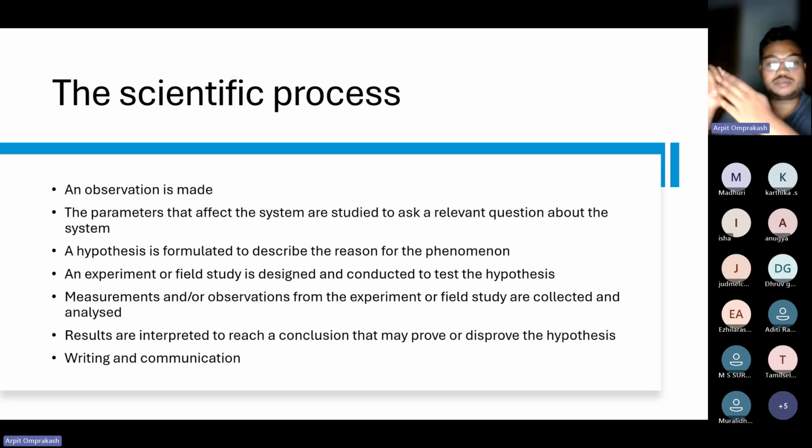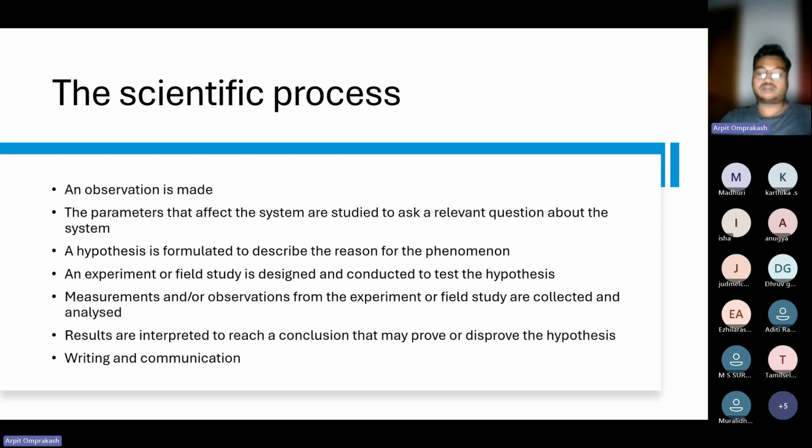Then the fourth thing is basically an experiment or a field study designed to test the hypothesis. And then you have measurements or observations from the experiment or field study that are collected and analyzed. Right. So results are then interpreted from the measurements and observations, and results are interpreted to reach a conclusion that may prove or disprove the initial hypothesis that you had.